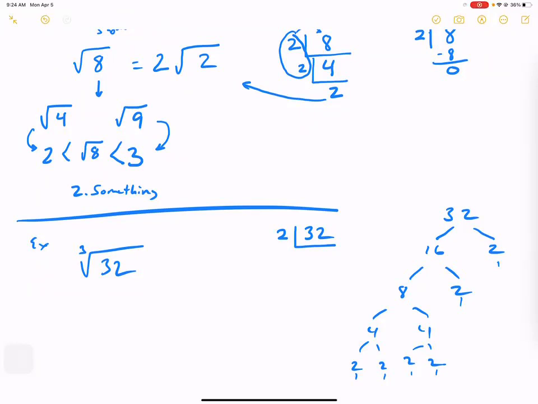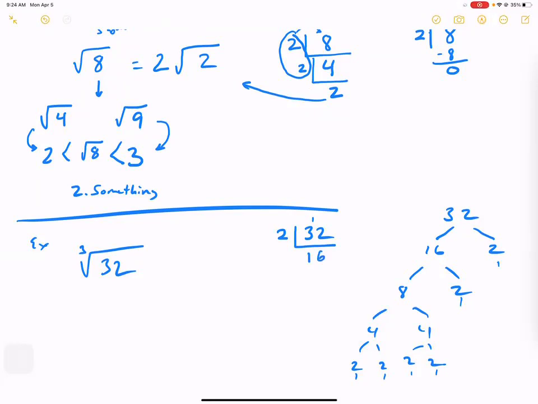Now, here's the cool part, I can actually divide right on the spot. 2 goes into 3 how many times? Once. Remainder 1, right? 2 goes into 3 once, remainder 1. I put the 1 on top. Now I actually don't have a 2, I have a 12. And 2 goes into 12 6 times.